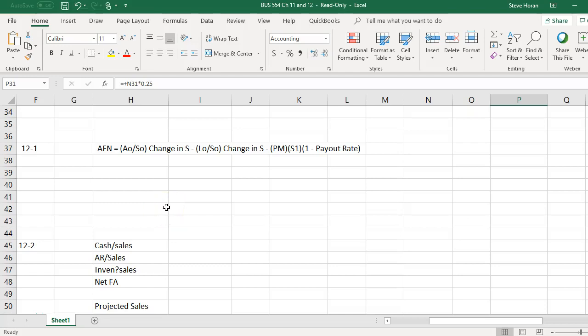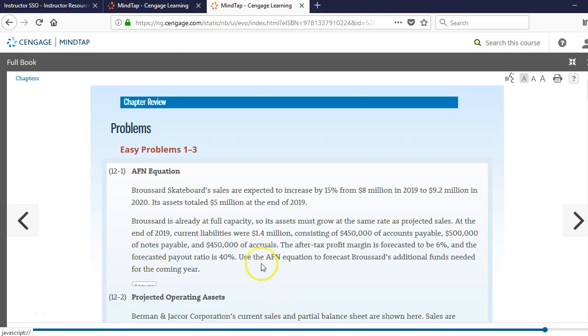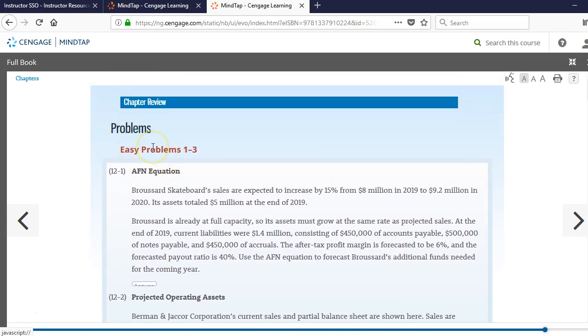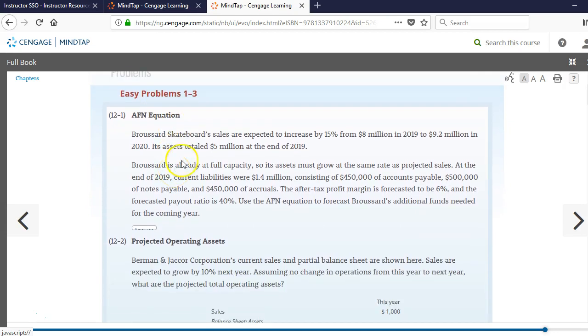Let's take a look at the Chapter 12 problems. This is an Excel file that we'll use to work on most of them. On the screen now I've got our ebook open, and I'm just on the easy problems 1 through 3 to start us out. And so the first one is Broussard Skateboards.